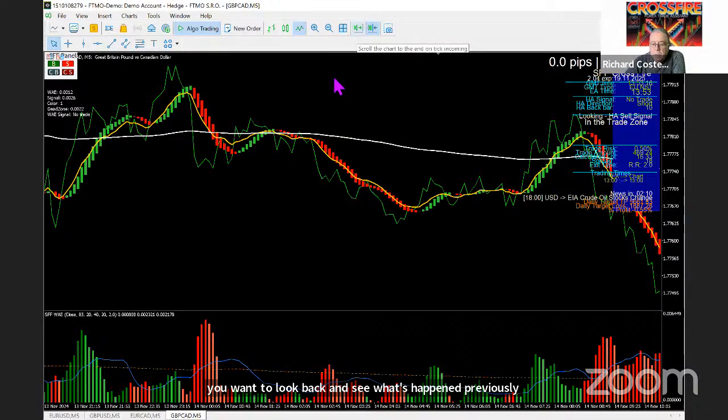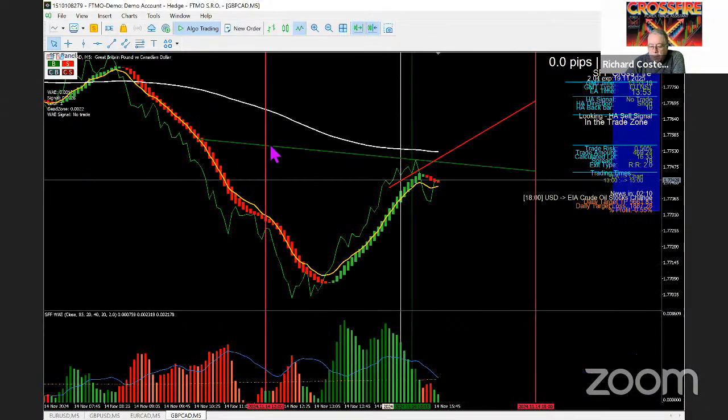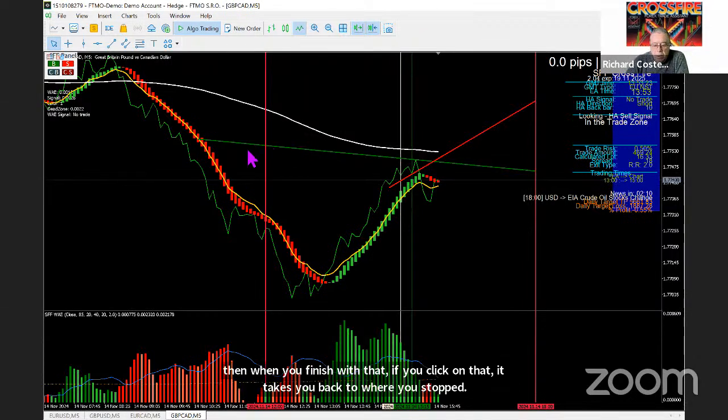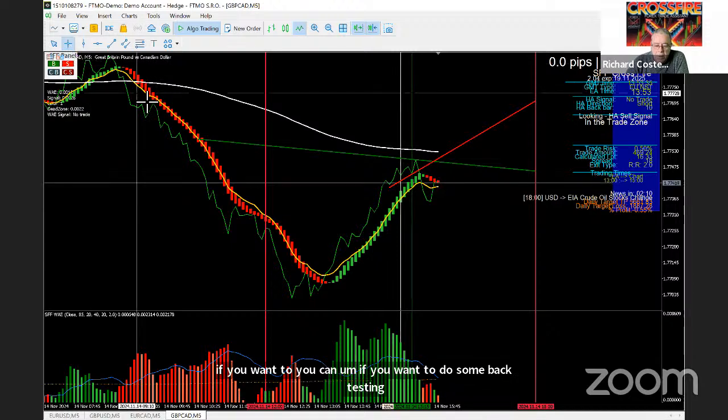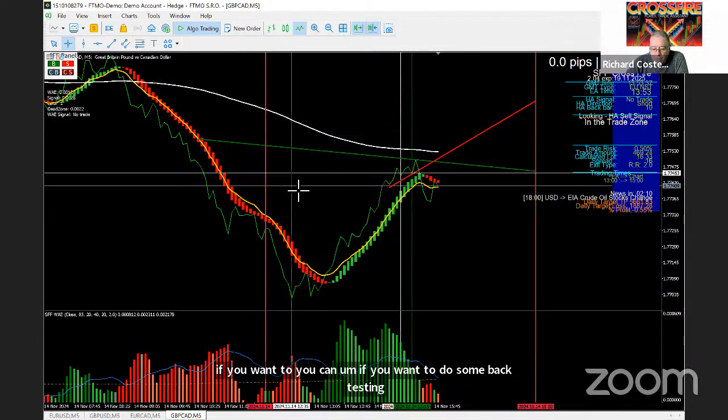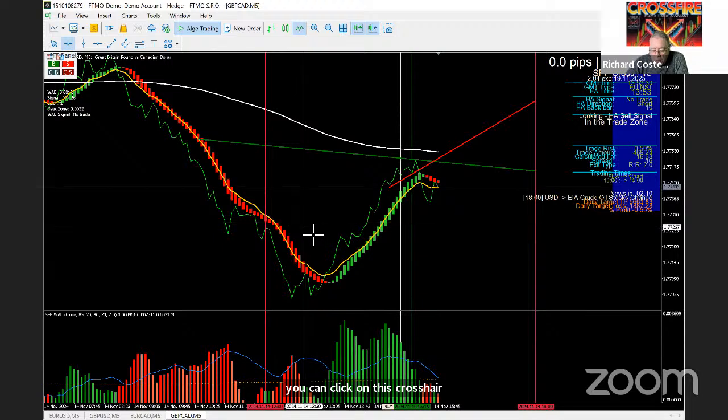And then when you finish with that, if you click on that, it takes you back to where you start. There was something else that somebody asked me. Oh, I know. I'm currently on the cursor, but if you want to do some back testing, you can click on this crosshair, and you can get to a particular time.